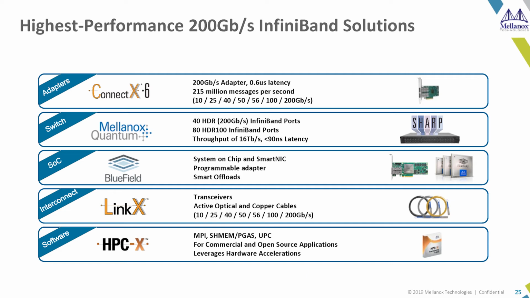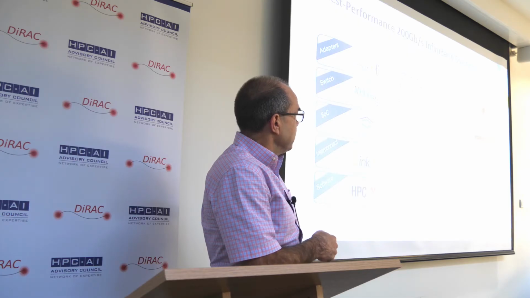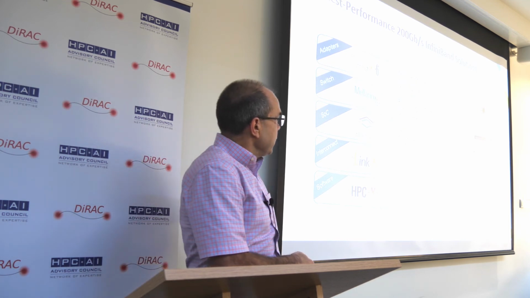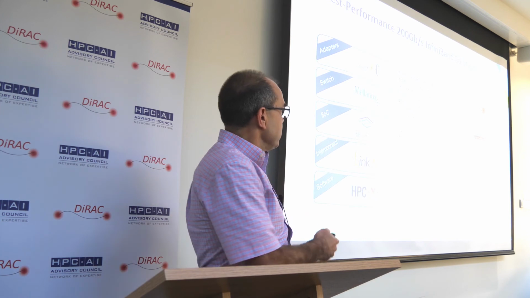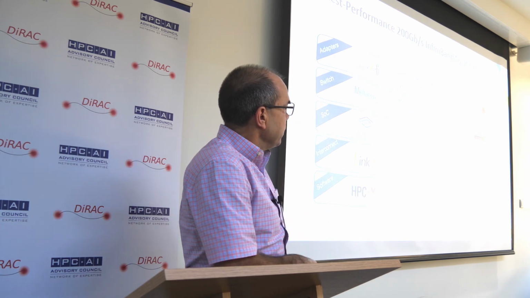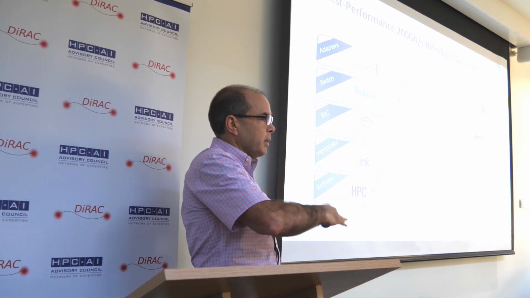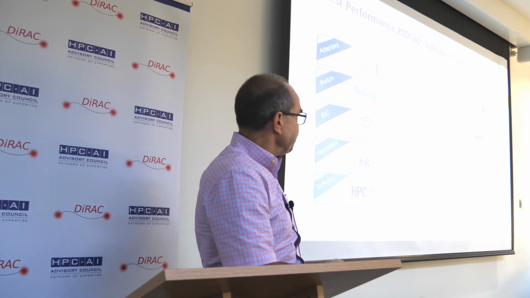And so the radix of the switch, if all the links are at full 200 gigabits per second, is a 40 port switch. If all the ports are split in 2, it will be an 80 port switch. So we're seeing quite a few people using HDR 100 from the nodes to the switch, and then using HDR between switches, which really helps cut down on the cost of the infrastructure.